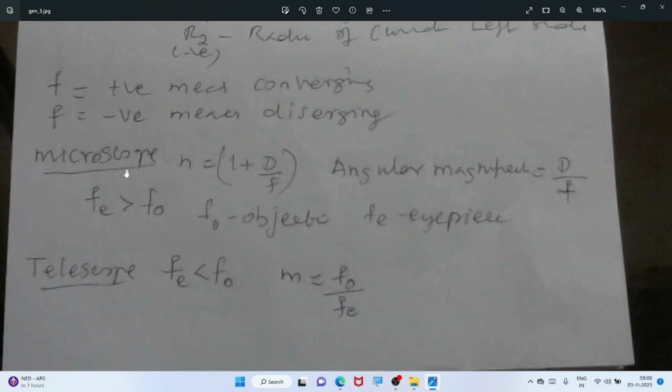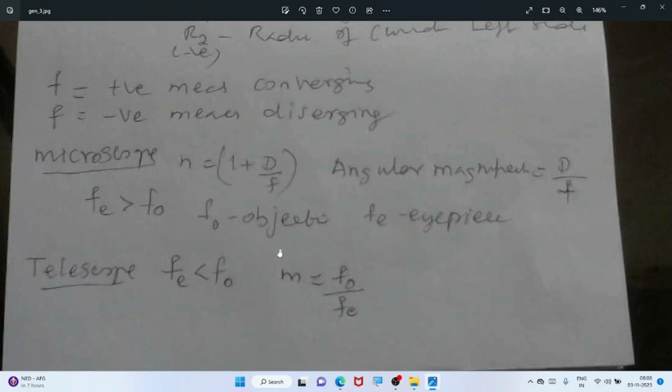So what is the difference between a microscope and a telescope? In the microscope, the focal length of the eyepiece is greater than the focal length of the objective. But for the telescope, it is the other way around: the focal length of the eyepiece is less than that of the objective.